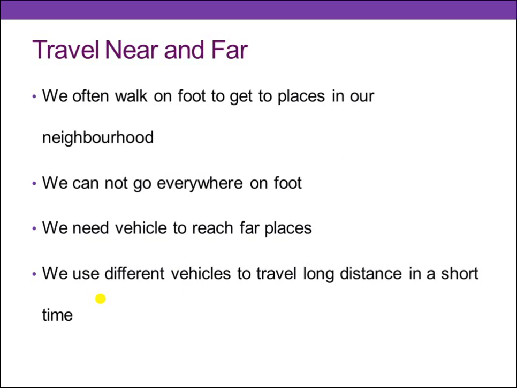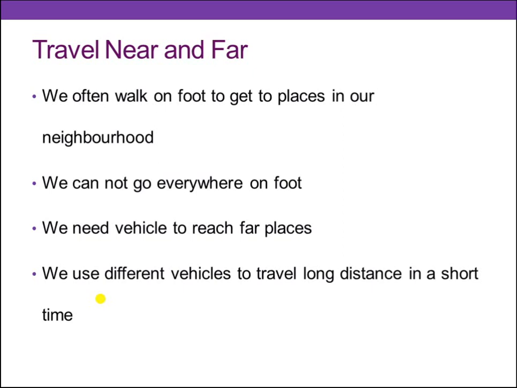Next, let's see travel near and far. Some places are near, isn't it? Yes, we can walk to such places. We often walk on foot to get to places in our neighborhood. For example, if you want to go to a shop to buy only two or three things, you'll go to the nearer shop, isn't it? Yes. To such places you can go by walking. But we cannot go everywhere on foot. Yes or no? Yes. It is not possible to go everywhere on foot.